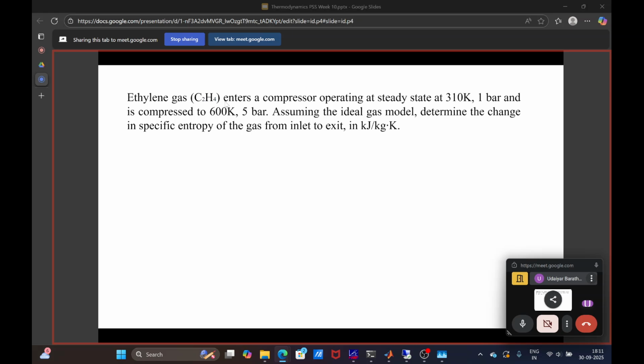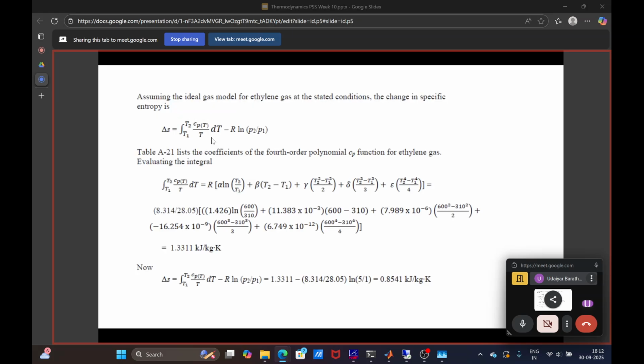We have initial temperature and pressure known, 310 Kelvin and 1 bar, and this ethylene gas is being compressed to 5 bar and 600 Kelvin. So both pressure and temperatures are known. Again we are assuming it to be an ideal gas model, so PV equals RT holds true. Finding delta S is again delta S equals Cp ln T2 by T1 minus R ln P2 by P1. That is true, so this is what we get.